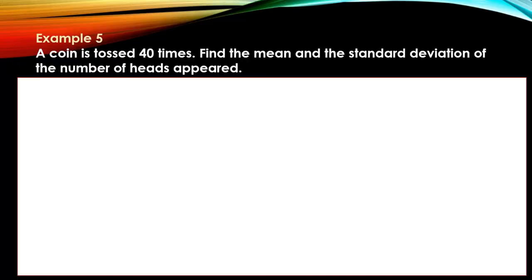Okay. Next, let's look at example 5. In this example, a coin is tossed 40 times. Find the mean and the standard deviation of the number of heads that appeared. So here we need to find the mean, which is denoted by E(X), and the standard deviation, which is sigma.